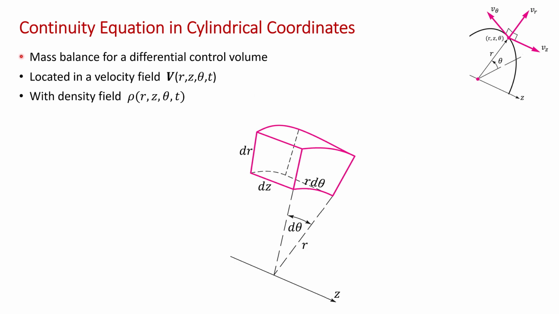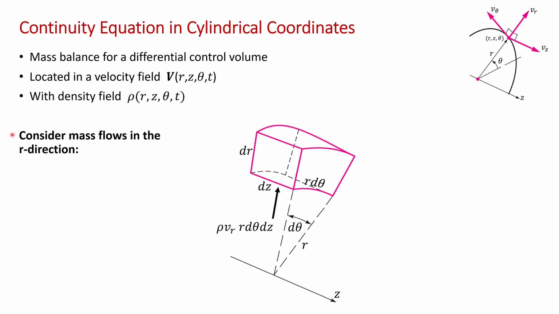This derivation involves a mass balance for flow into and out of a differential control volume. The control volume has dimensions dr, dz, and arc length r d theta. It's located in a general flow field where the velocity and density are functions of r, z, and theta, and possibly time. So for the most general case, the flow could be unsteady and compressible.